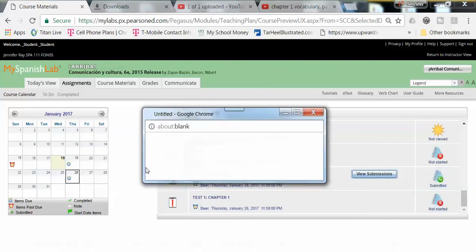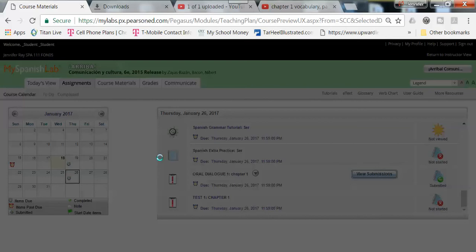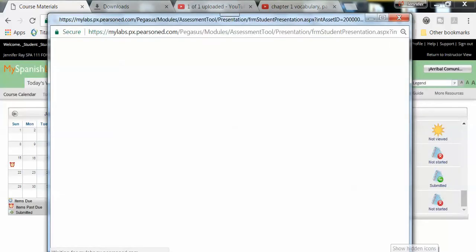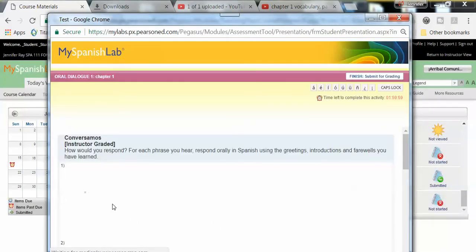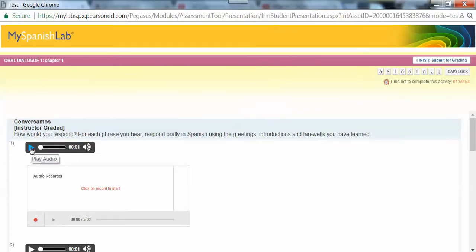So let's see if I can get into... Okay, so when you go into the oral dialogue, if everything is set up, you will play this right here. ¿Cómo estás? Okay, so ¿Cómo estás? You're gonna be asked a question. It tells you how would you respond to each. That says ¿Cómo estás? How are you doing? So I would say Muy bien, gracias.